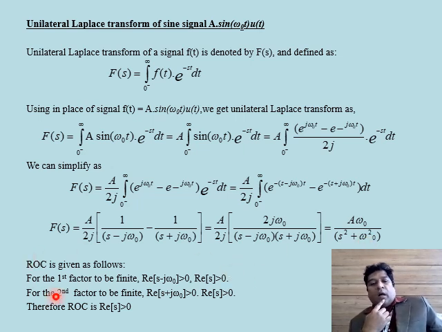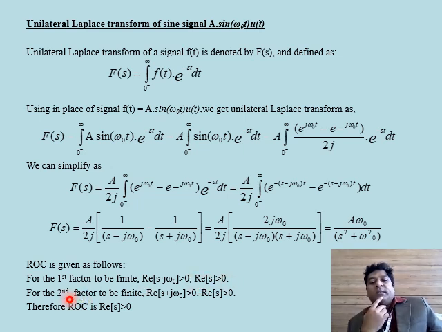Now the ROC, we are having two factors. The first factor is 1 divided by (s minus j omega naught). For that, the ROC is simply, we have to keep the real part of this term as positive, like in the previous problems. So the real part of (s minus j omega naught) should be greater than 0. Now the real part of j omega naught will be 0 because there is j multiplied by omega naught. It's a purely imaginary number. So real part of j omega naught will be 0. So we'll get real part of s simply greater than 0.